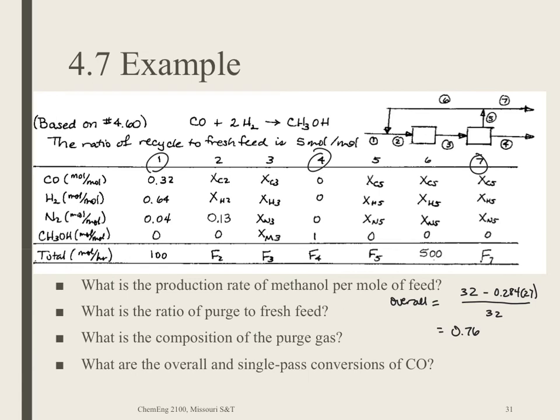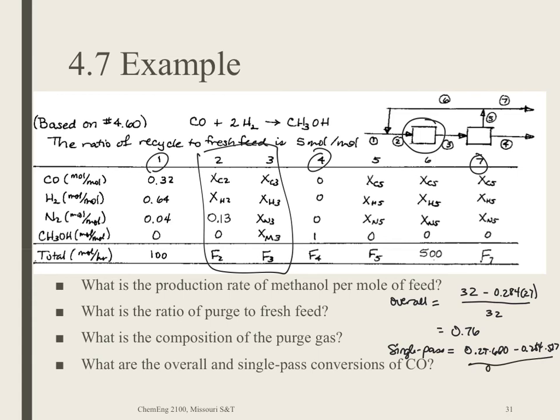So 76% conversion. Single pass, in that case, I'm looking only right here at streams 2 and 3. So that is 0.29 times 600 minus 0.284 times 527 all over 0.29 times 600, 14% conversion. So the single pass conversion is 14%, the overall conversion is 76%.